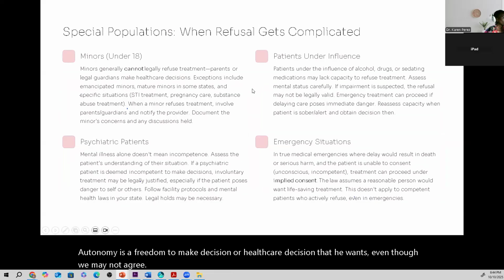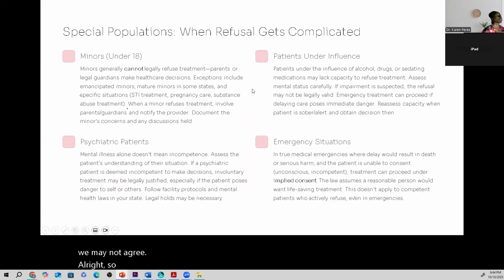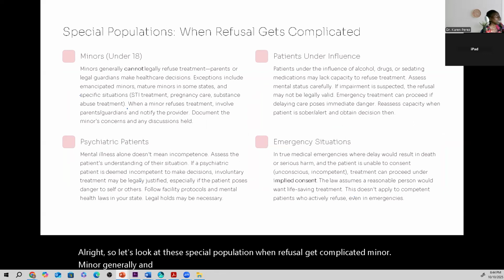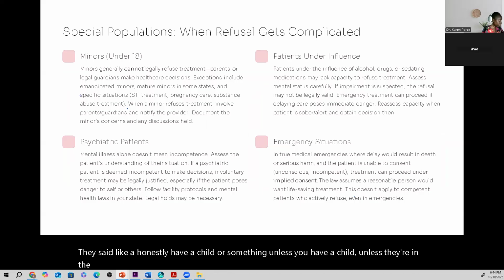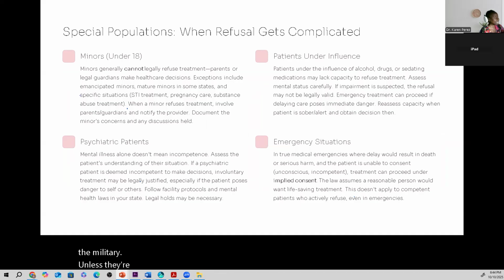All right. So let's look at these special populations. When refusal gets complicated, minors generally can't legally refuse treatment. Unless they have a child, unless they're in the military, or they're emancipated. Emancipated, right? Yes, that's correct.